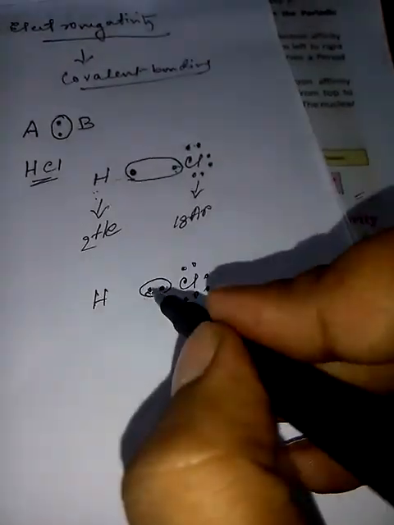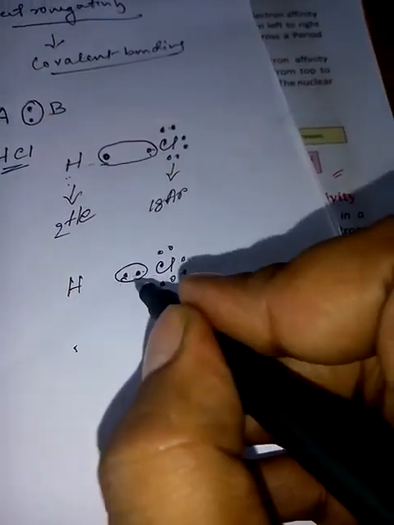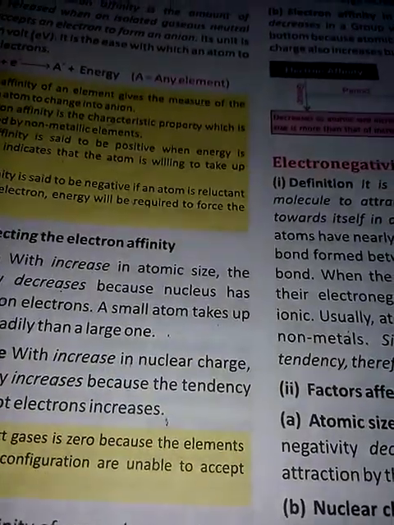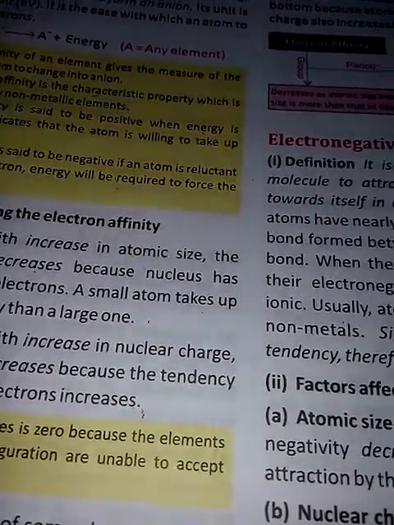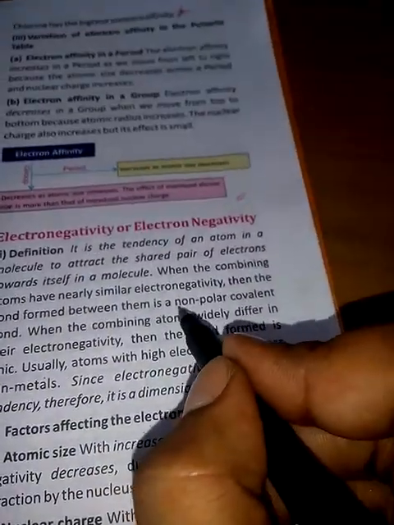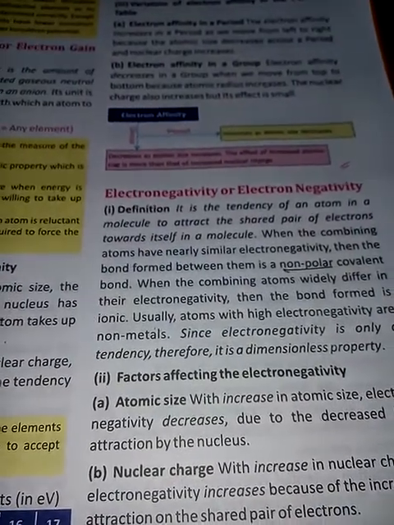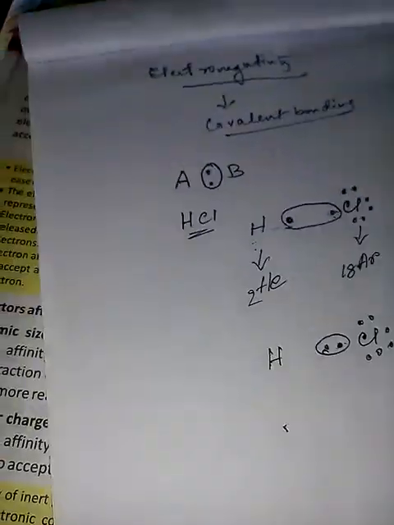Now, it also gives rise to terms known as polar and non-polar. You will see it is given in your book. Polar and non-polar: this type of terms you will get in electronegativity. Now let me explain what is non-polar and polar.